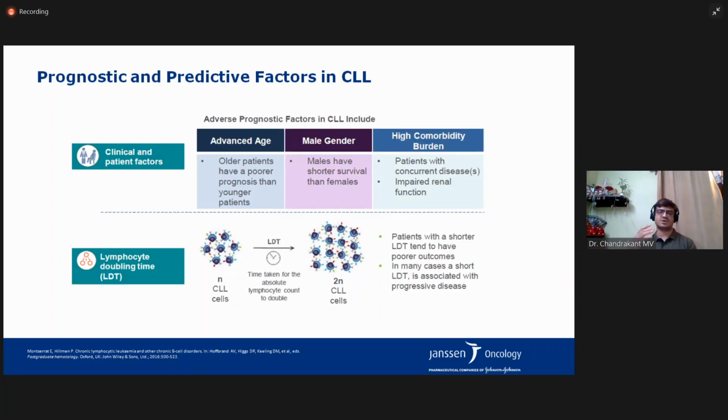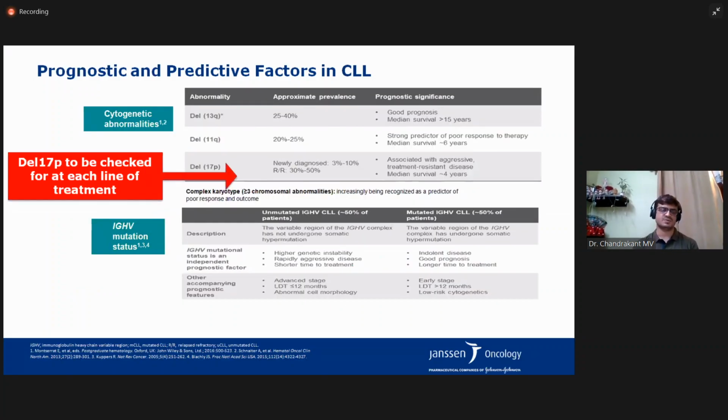So when you see a patient who has been indolent for quite long, followed up for around 5 to 6 years, and suddenly the patient starts developing rapid progression, the LDT increases, or the intervals between the two become shorter, there's doubling, then probably the patient would have acquired an additional cytogenetic abnormality. So it is very important to do cytogenetic testing at each progression. It is very clearly shown in this slide.